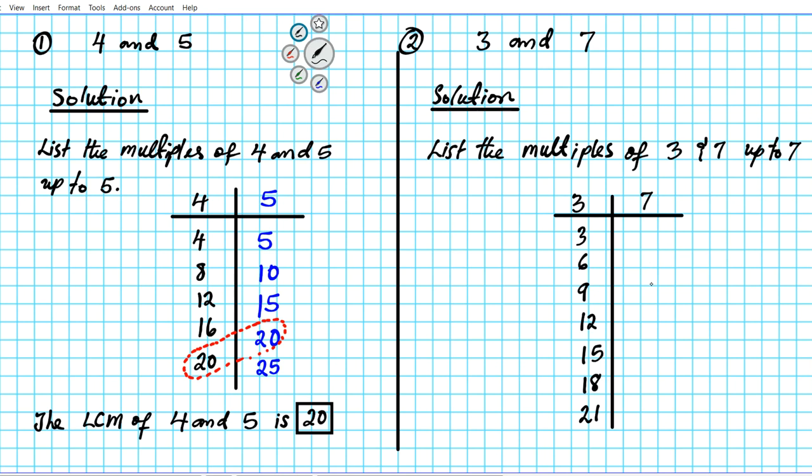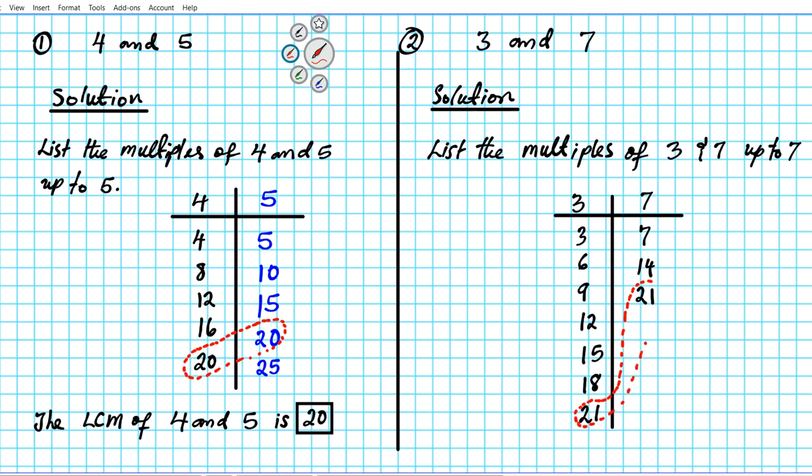Then for 7, we're going to write down all the multiples of 7 up to 7, or until we hit one of the numbers here. So keep an eye out. Alright, so 7 times 1 is 7. There's no 7 here. 7 times 2 is 14. No 14 here. 7 times 3 is 21. Ooh, there you go. 21 and 21. That's the first common multiple that shows up for the two numbers starting from 1.